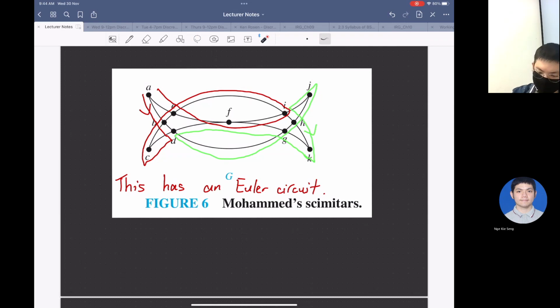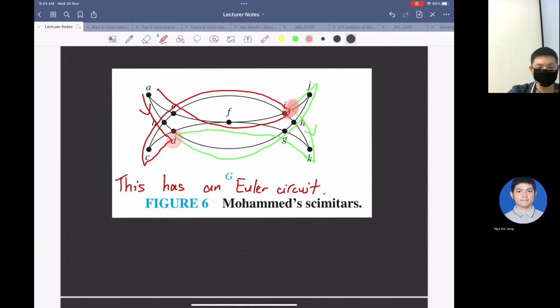So once you got these two Euler circuits, and they are connected here and then here, through this connection you can form the Euler circuit of this one. Is that okay? Yeah.